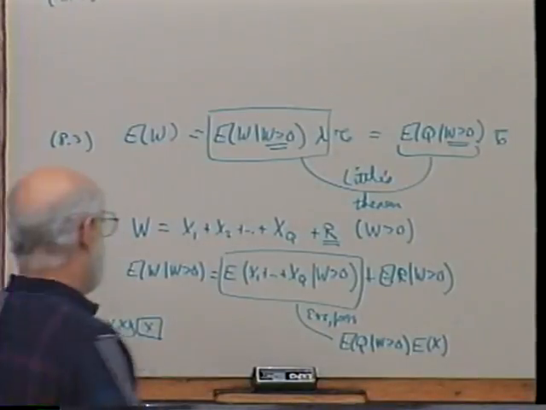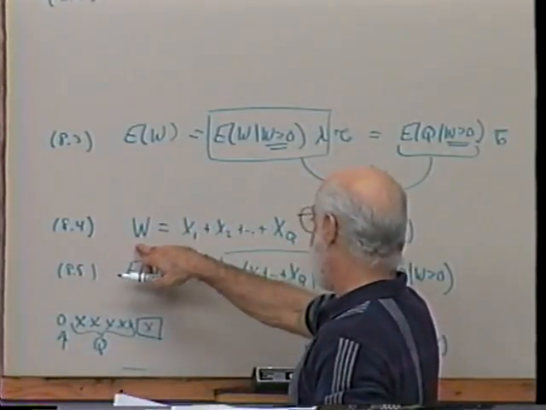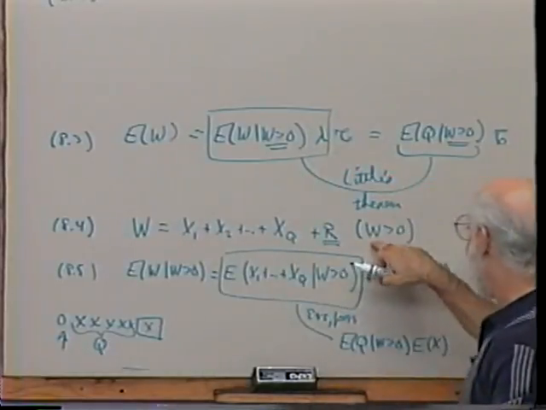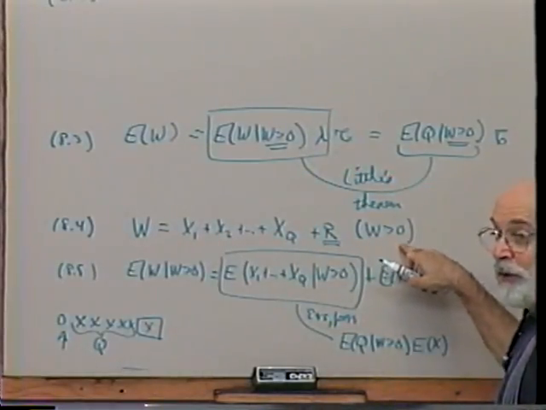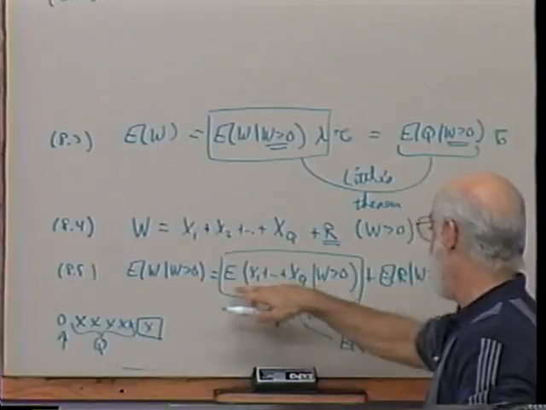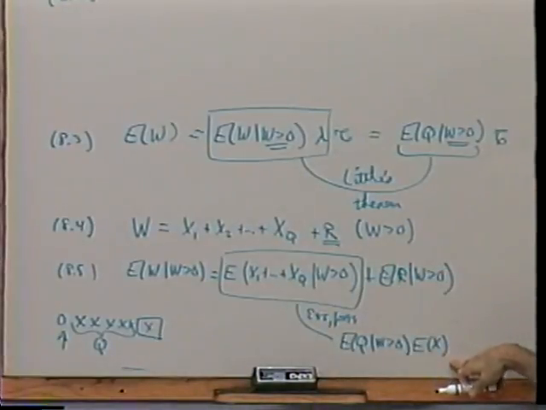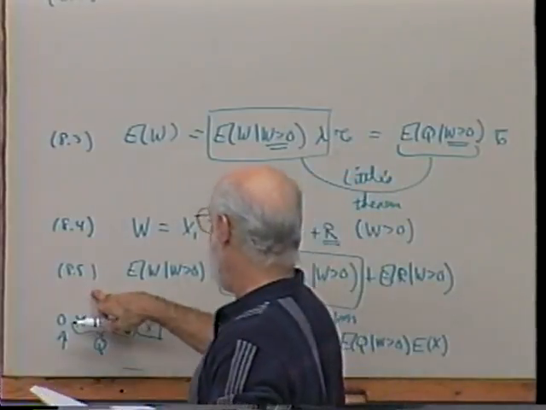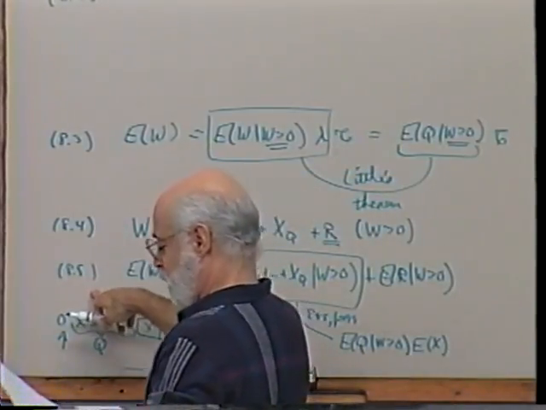When he arrives, remember, we're calculating W here, given the condition that the waiting time is greater than 0. That's what we've done. We've carried that condition throughout. So that means, to continue with 8.5, what we have is this.